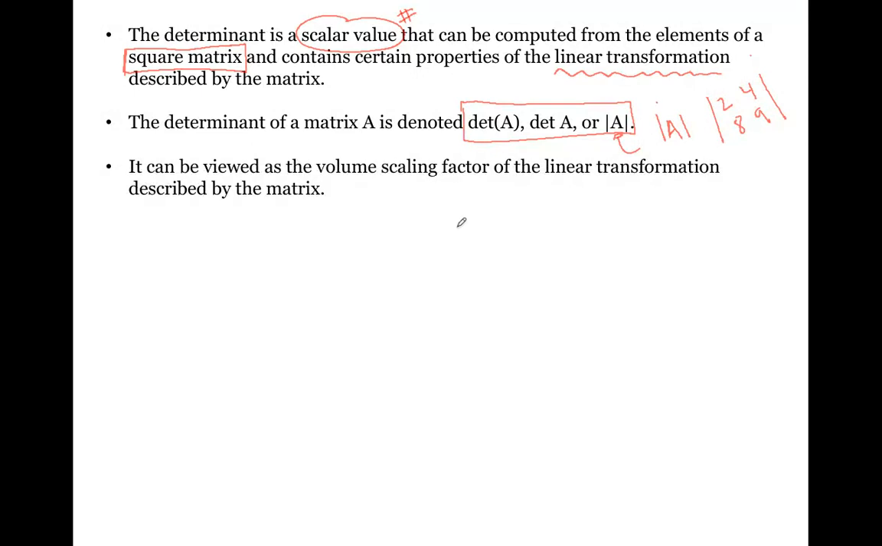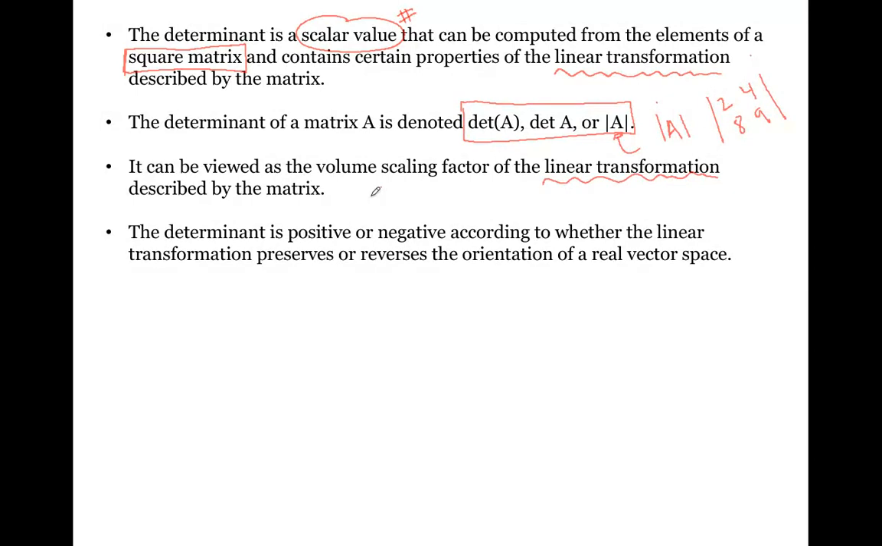It can be viewed as the volume scaling factor, and here we go again with the linear transformations described by a matrix, a scaling factor, right? It can tell you, is it being dilated? Is it stretched a certain way? Is it reflected? That kind of relates to this.